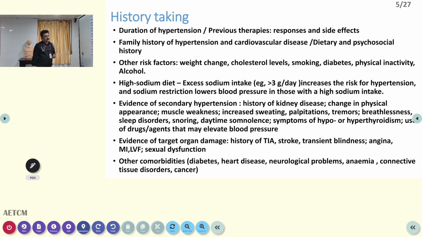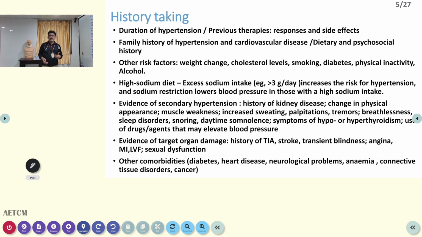And other comorbidities like diabetes, heart disease, neurological problems like stroke, anemia, connective tissue disorders, cancers, all these things we have to take. A detailed history should be taken from any patient who has hypertension. But remember, primary hypertension normally occurs in a patient after 50 years. Primary hypertension starts in the late 40s, then it peaks in the 50s. Then we can treat that patient according to his clinical scenario.